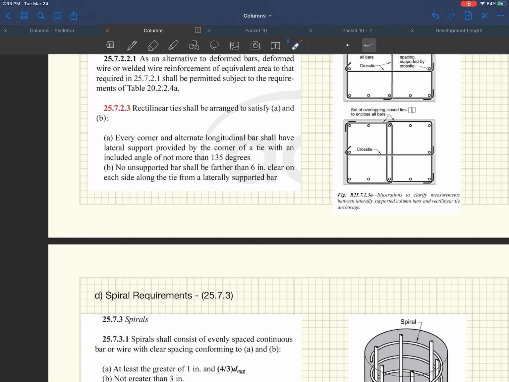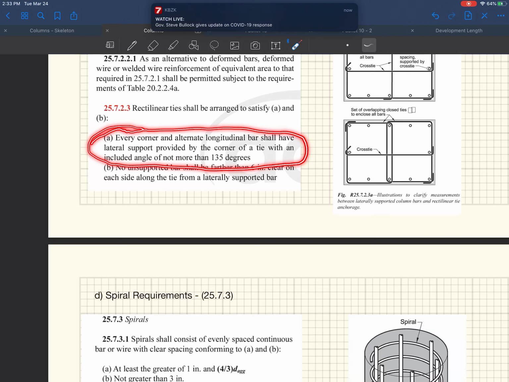The other requirement is rectangular ties shall be arranged to satisfy A and B. A, every corner and alternate longitudinal bar shall have a lateral support provided by the corner of a tie with included angle of not more than 135 degrees.